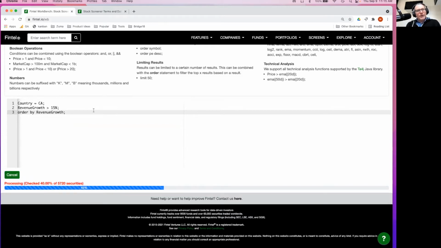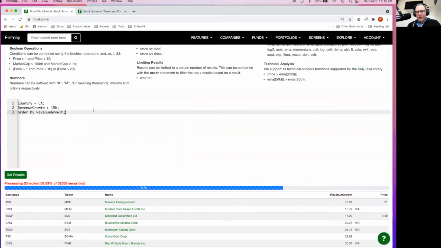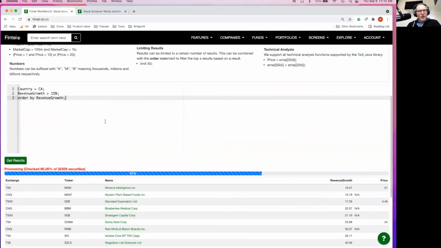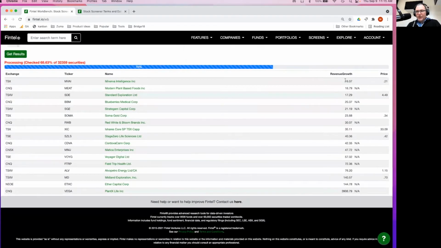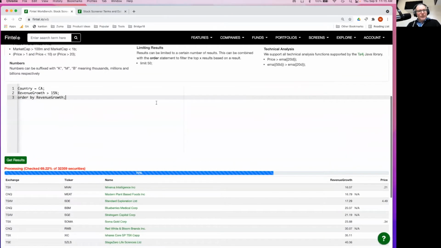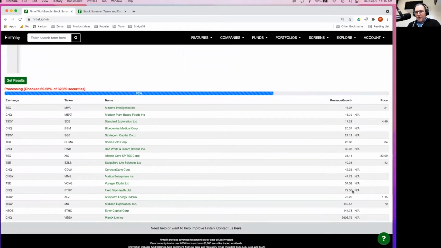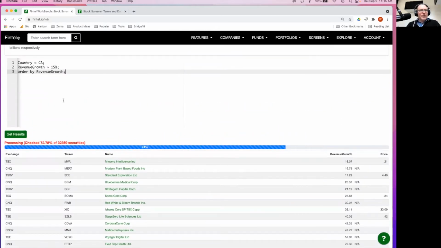So what it's doing here is it's collecting all of the results of this screen on the back end before showing them to me, and then it's going to order them by revenue growth, and then provide me with the results. Okay, so what we see here is the results where revenue growth is greater than 15%, and it's coming back ordered the way I asked.